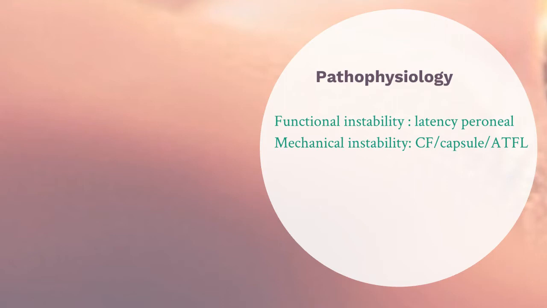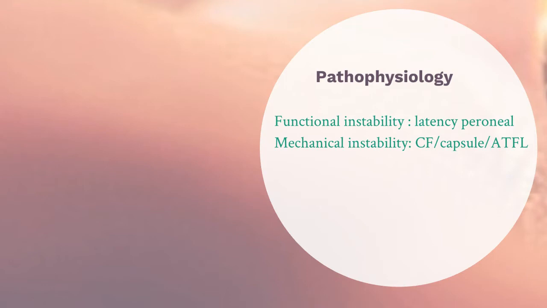What is the functional? The functional is the peroneus latency. So remember, when the ankle starts turning in inversion, you have proprioceptors around all the structures in the lateral aspect of the ankle that send information to the brain, and the peroneus becomes a very strong stabilizer quicker.